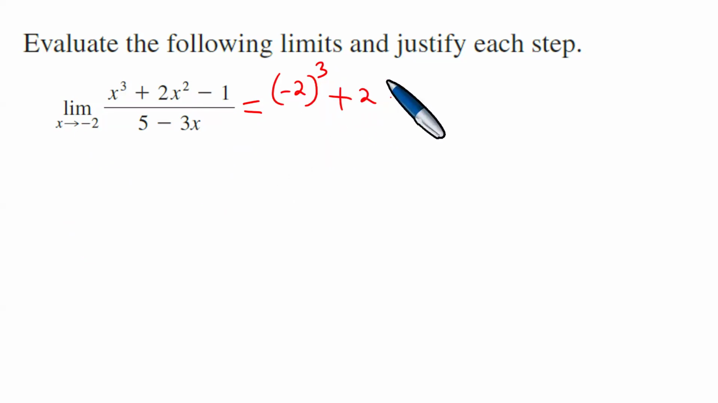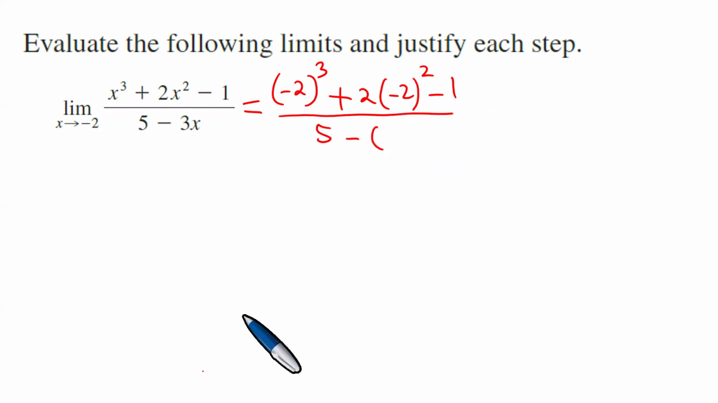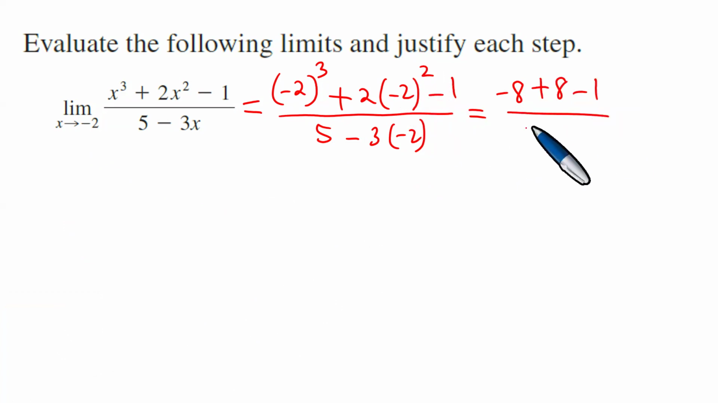Here I know that there are too many things you can do. We substitute: -1, all divided by 5 minus 3, minus 2. If you cube -3, you get -8. You square -2, you get 4, times 2 gives us 8. Then -1 divided by 5 plus 6, which is exactly 11. Therefore, the answer is -1 over 11. We can see that -1 over 11 has no problem, so we're okay with this, and it is certainly the correct answer to this question. Any problem with this?